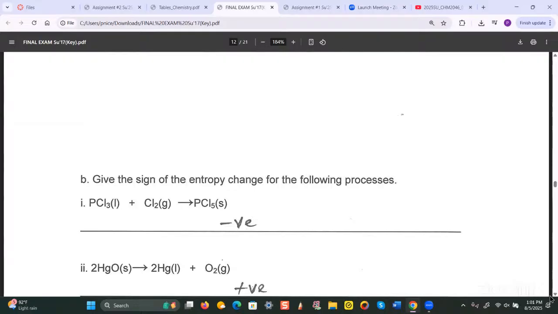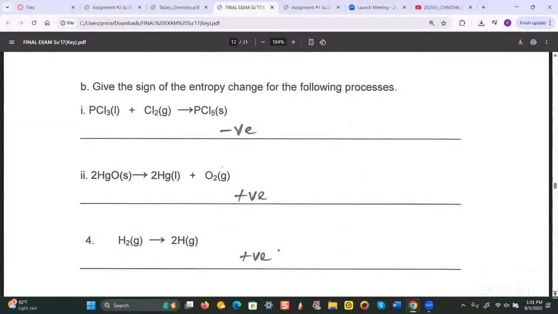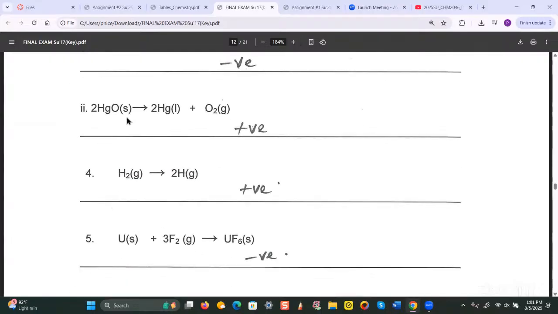So like in the case of this first reaction here, we have a liquid coming together with a gas to form a solid, right? So that corresponds to a decrease in the entropy, because the entropy on this side here would be lower compared to the entropy on the reactant side. So therefore, the entropy change here would be negative, all right? In the case of 2, you're starting with a solid on the left side and you're ending up with a liquid and gas on the right side. So that tells you that the right side has more entropy compared to the left side. So therefore, the change in entropy in that particular case would be positive.